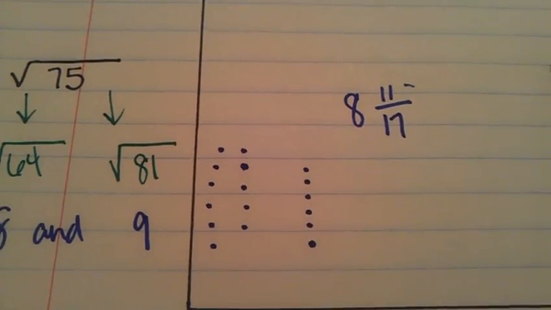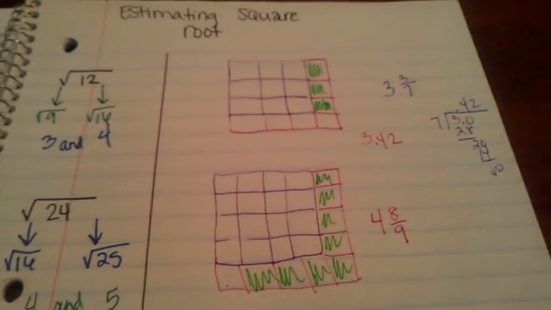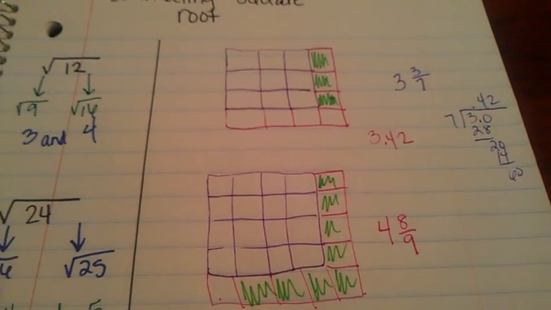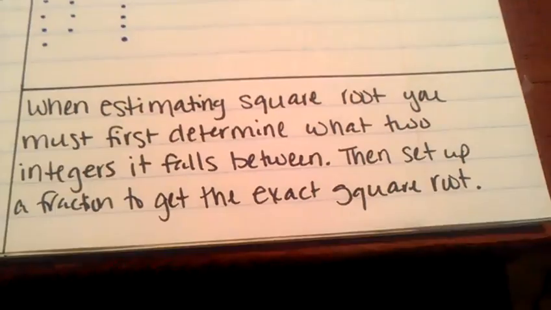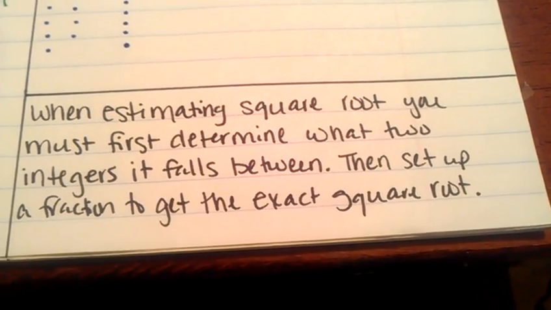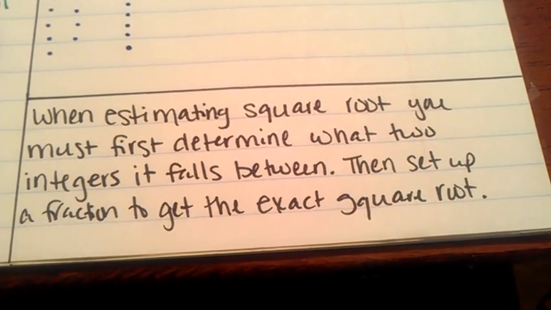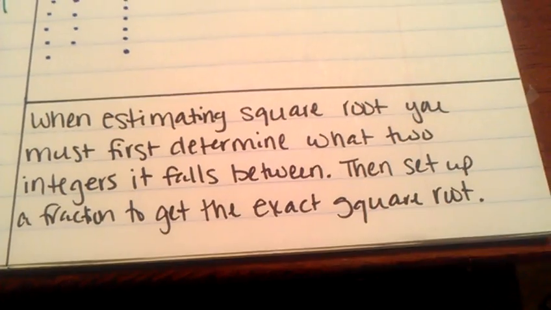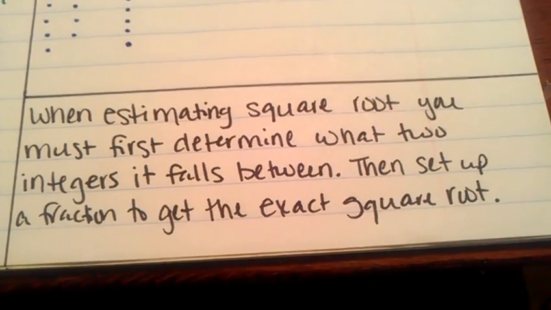That's another way to get the answer where you don't actually have to draw your pictures, but I do think it's easier to visualize with your pictures. And here is our summary. When estimating square roots, you must first determine what two integers it falls between. Then set up a fraction to get your exact square root.